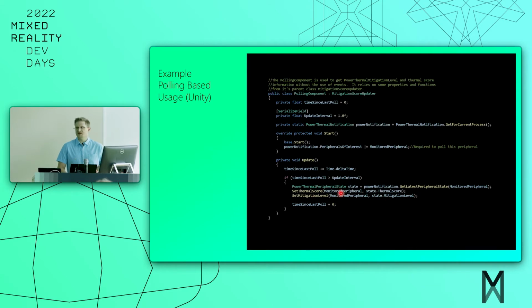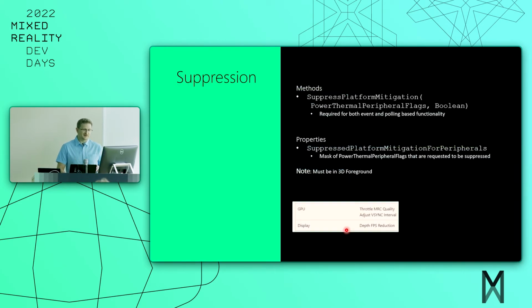I mentioned before that you can suppress some things that the platform is going to do. The way to do that is to use this property, here's another mouthful, suppress platform mitigations for peripherals. You just set that with the mask of the platform mitigations associated with a given peripheral that you want to suppress. For example, if you use that with the display peripheral, it's going to suppress any depth frame per second reduction.